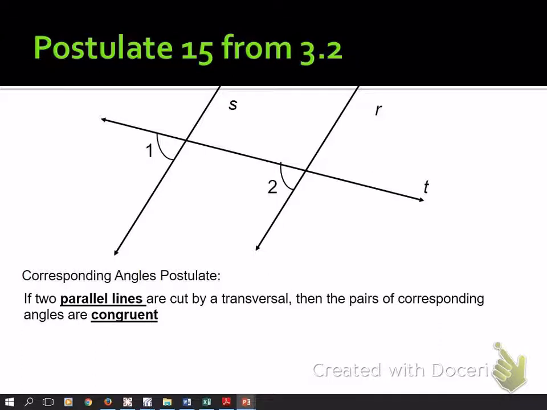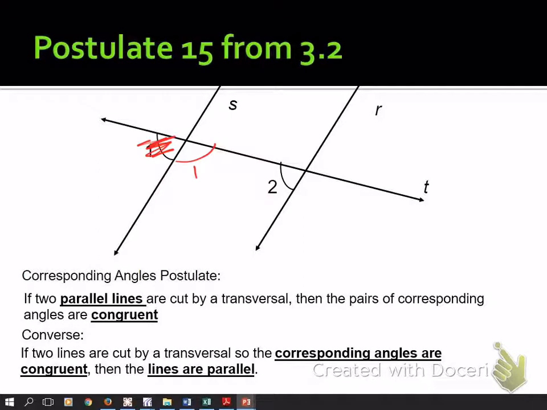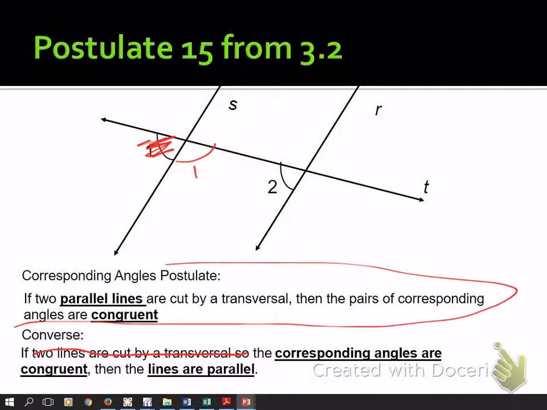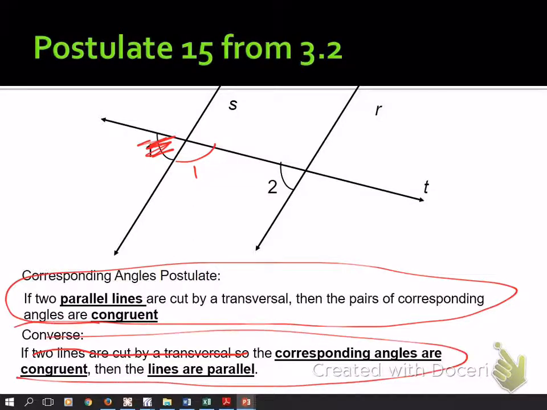Can you picture it? For the converse, we just switch the if and the then, and we say that if two lines are cut by a transversal so that the corresponding angles are congruent, and we can kind of leave this part out, just say that if the corresponding angles are congruent, then the lines are parallel. Now these two statements say two very different things, just like the clown and being funny, if-then and converse did.